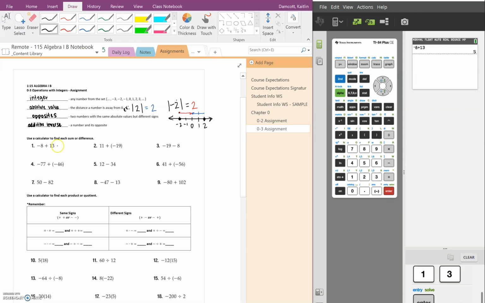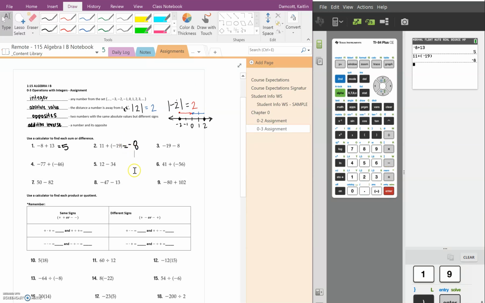So I can write this equals 5. And for each of these, you're going to plug them in exactly how you see them. So for number 2, this one's a little bit different because it has parentheses. Same process though. 11 plus, and I'm going to do my parentheses, -19, close the parentheses, hit enter. We've got our answer is -8.